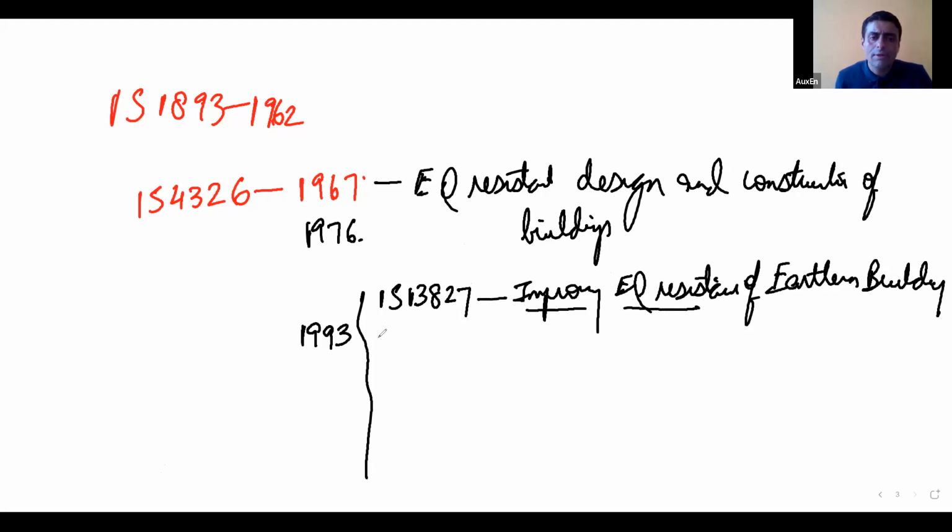Again, it was less on mathematical calculations and more on prescription. Then you had IS 13828. This IS 13828 dealt with improving EQ resistance of low strength masonry.